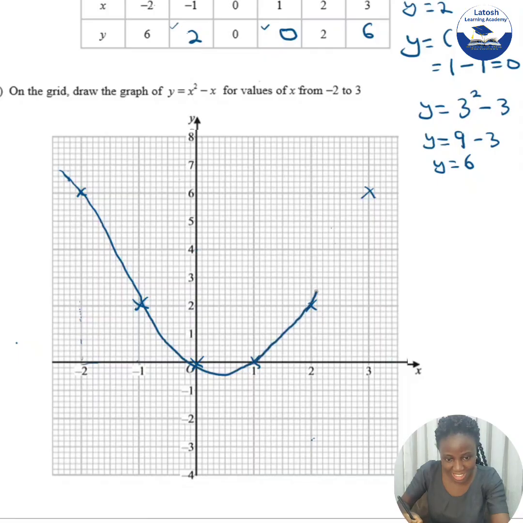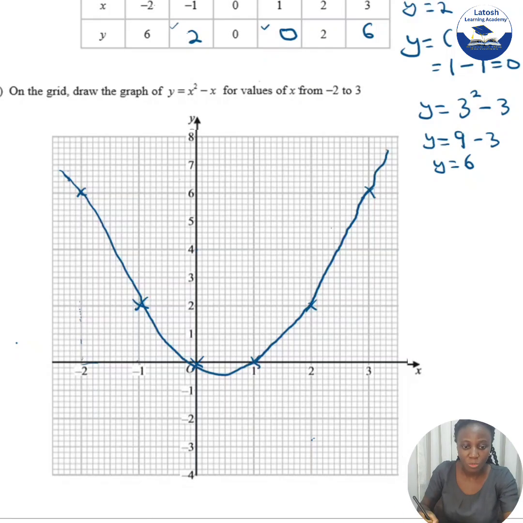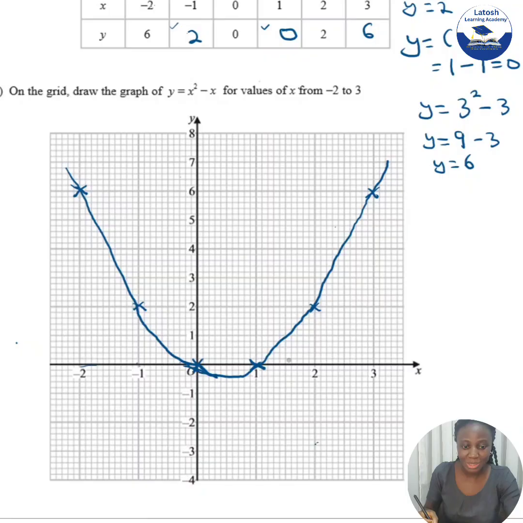So you draw it like a curve. Good. So like this. You're using your free hand, so you're free to just use your hand and trace it. Now we are done with question B.